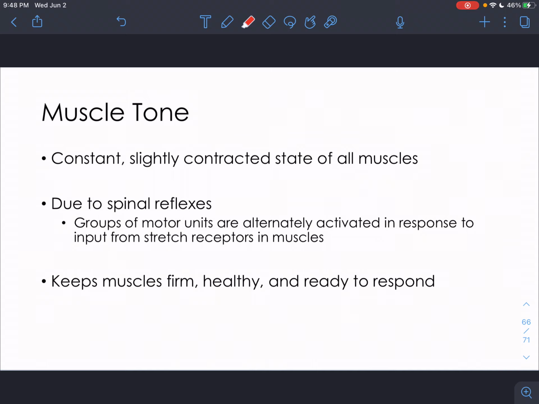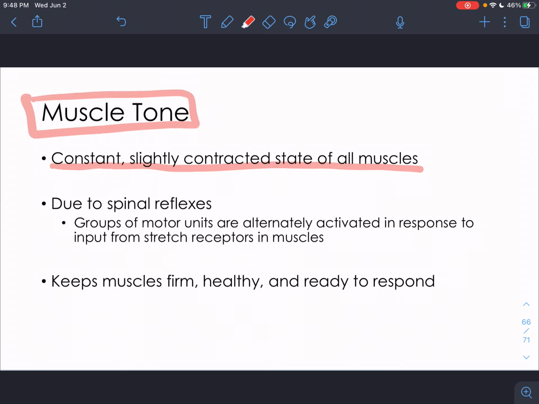We also have something that is a constant, slightly contracted state of all muscle, which leads to what's known as the muscle tone. So we have just normal muscles that are always a little bit contracted to help stabilize joints, keep our posture, and things like this. And this is due to spinal reflexes.